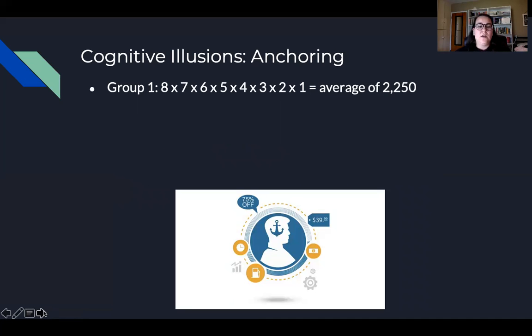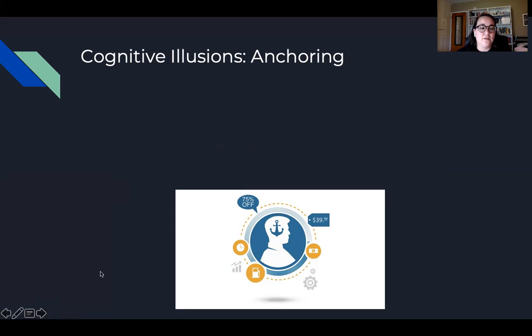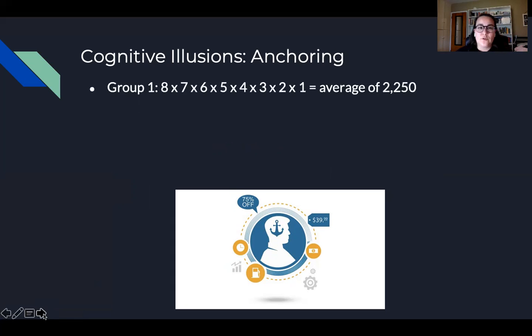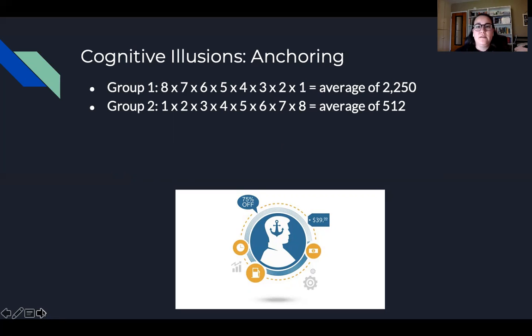So similarly, consider two groups of high school students who were given 5 seconds to estimate a complex multiplication problem. Group one is given this. They're given 5 seconds, and let's say on average, across the people in the group, their answer is around 2,250. Now, group two gets this problem given to them, and their average is around 512.